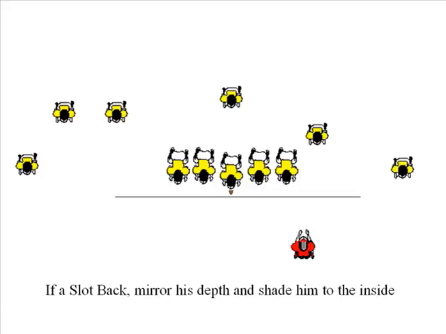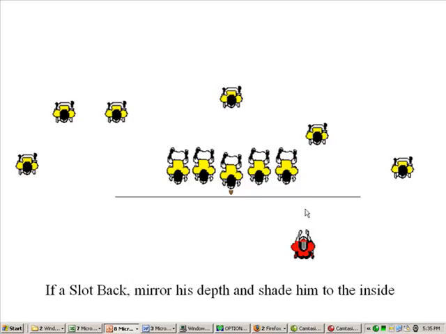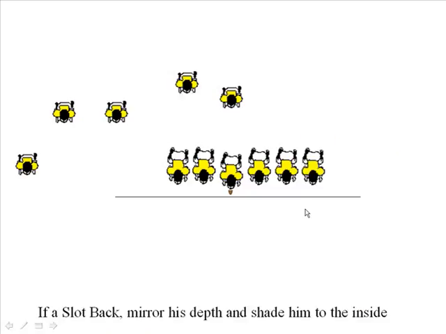Now look, when he has to line up in front of a slot, or a receiver off the line of scrimmage, he is going to mirror the depth. In other words, if the receiver is off the line, our Sam is going to be off the line as well. And he's going to shade him to the inside. Okay? All right, let's see here. Now, here's another formation. We have now a tight end on the right. Okay? 3 receivers. And then it looks like this receiver now is lined up as a fullback.